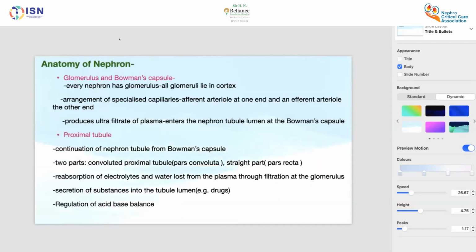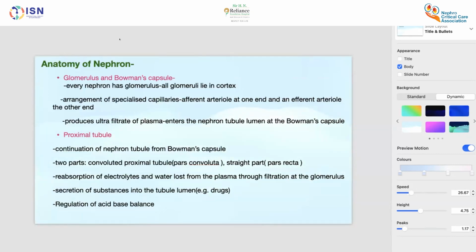Anatomy of the nephron: the glomerulus and the Bowman's capsule. Every nephron has a glomerulus and all glomeruli lie in the cortex. Specialized capillaries are arranged inside the Bowman's capsule, which has an afferent arteriole at one end and an efferent arteriole at the other end. This produces an ultrafiltrate of plasma that enters the nephron tubule lumen at the Bowman's capsule. The proximal tubule is a continuation of the nephron tubule from Bowman's capsule. It has two parts, the convoluted proximal tubule, that is the pars convoluta, and the straight part, the pars recta.